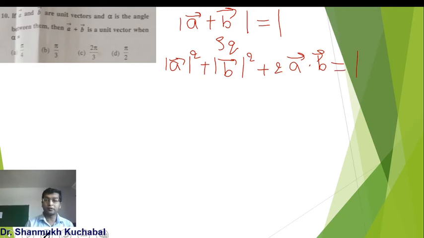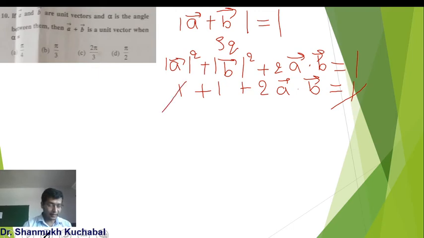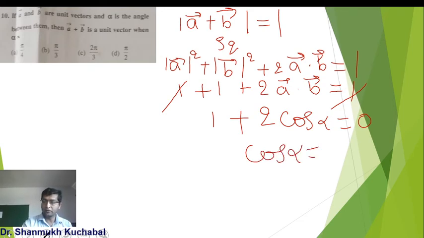These are unit vectors, so we get 1 plus 1 plus 2 times vector A dot vector B equal to 1. So 1 gets cancelled, and it is 1 plus 2 times cos alpha equal to 0. If you simplify, we get cos alpha equal to minus 1 divided by 2. Minus 1 by 2 means it is 2 pi by 3. So this is the angle between them.